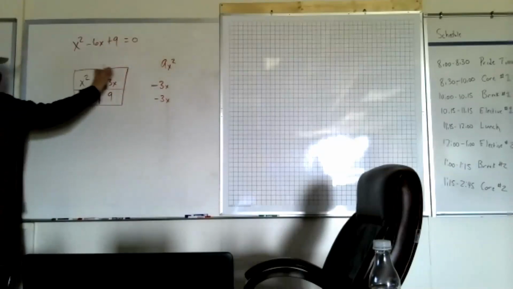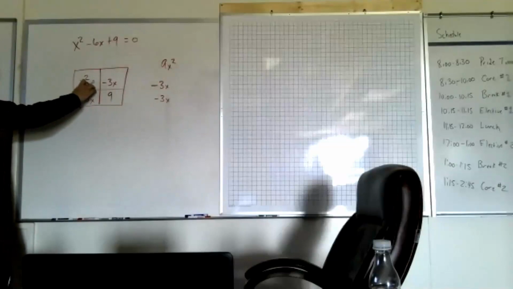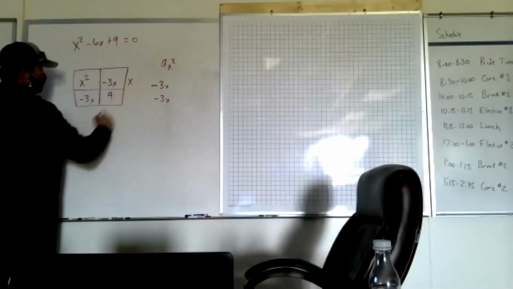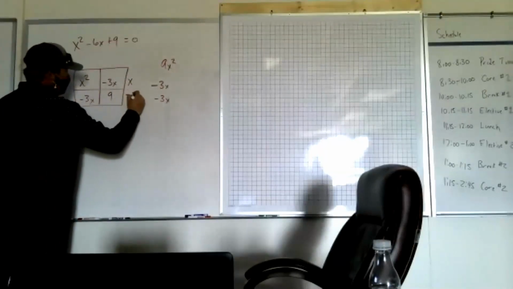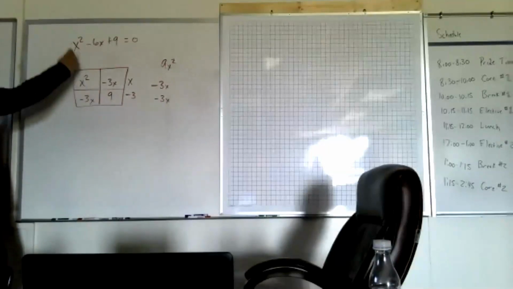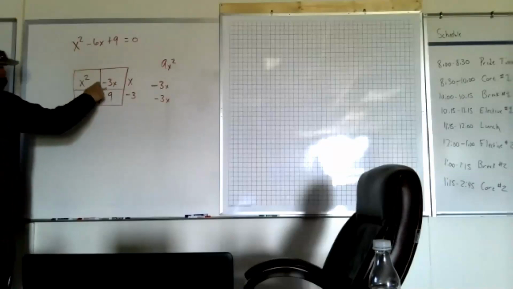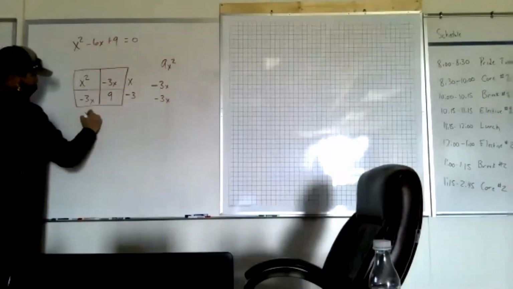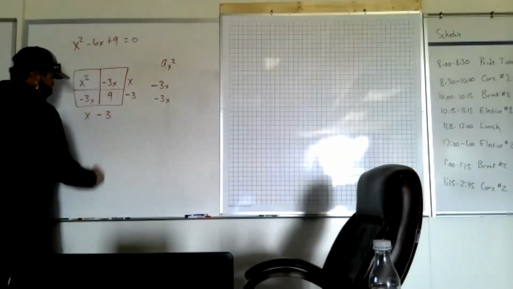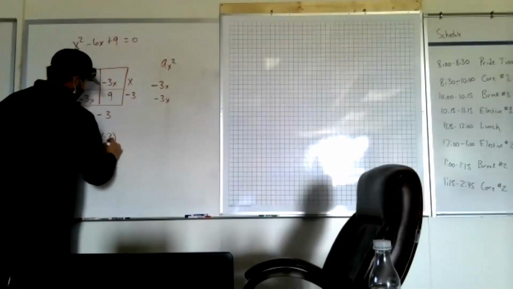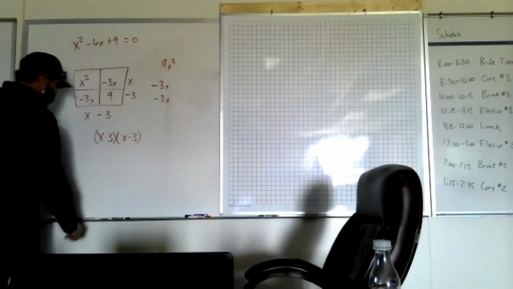Now, going row by row, I factor out the greatest common factor. The greatest common factor between x squared and a negative 3x is x. The greatest common factor between the negative 3x and 9 is negative 3. Okay, now columns. Do the same thing. Factor out the greatest common factor of each column. X squared and the negative 3x gives me x. Negative 3x and 9 gives me negative 3. So my two binomials are x minus 3, x minus 3.